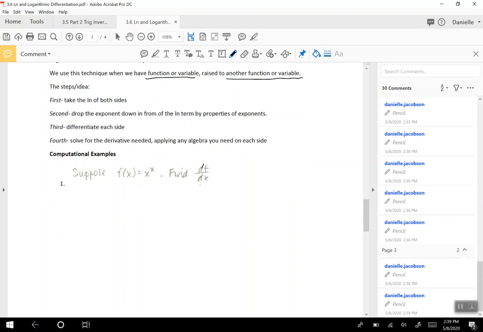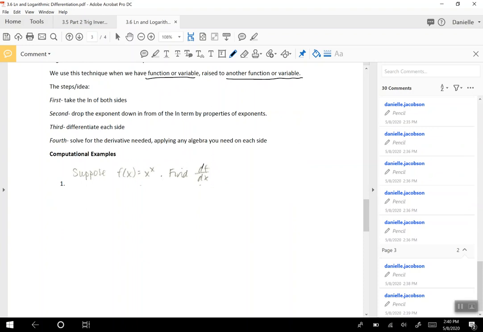Okay, so when I look at this function, I think, okay, I have a variable raised to a variable. The reason this is difficult is because you have this variable stuck up here in the exponent and you don't have a technique for that yet. However, we now have been introduced to a technique, and that's logarithmic differentiation.